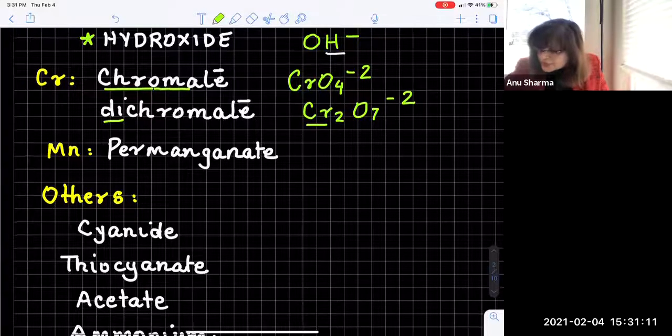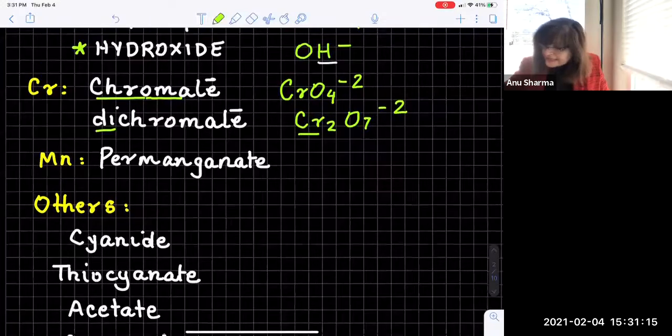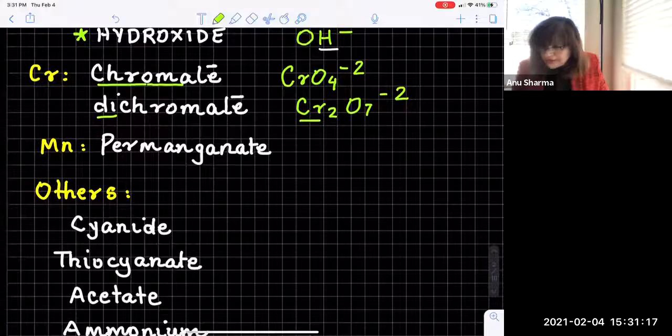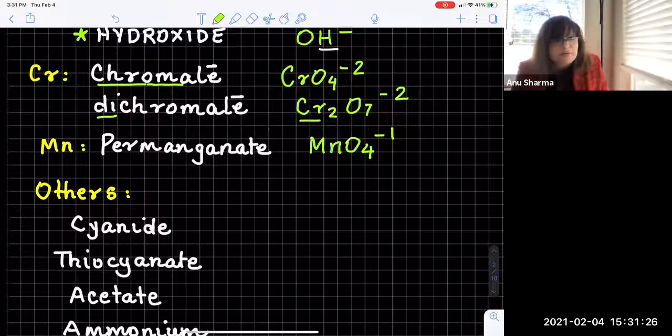Chromium, okay. And next is the permanganate. Now that is coming from manganese. So this is MnO4 1 negative. Okay, permanganate. Just like perchlorate, same thing, permanganate.